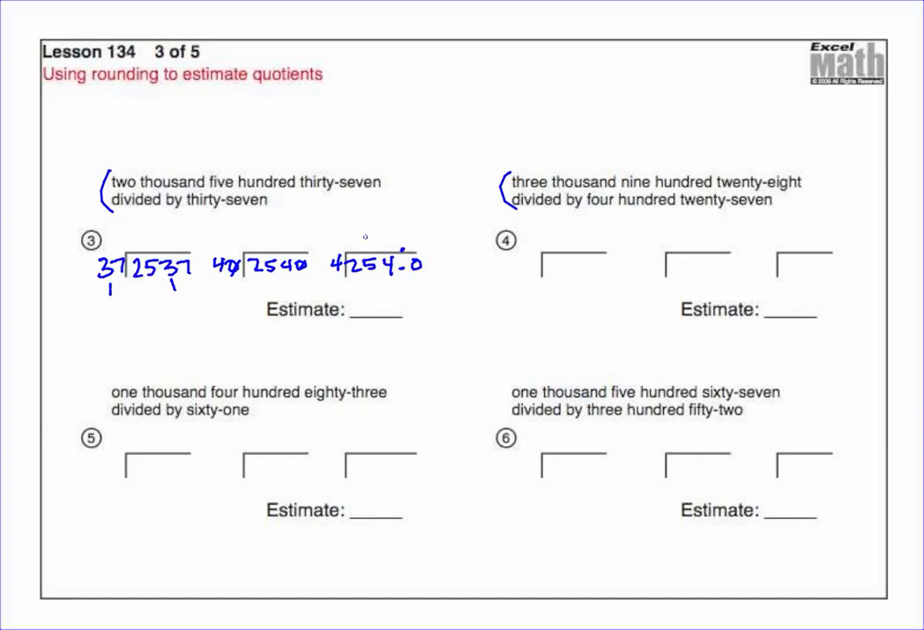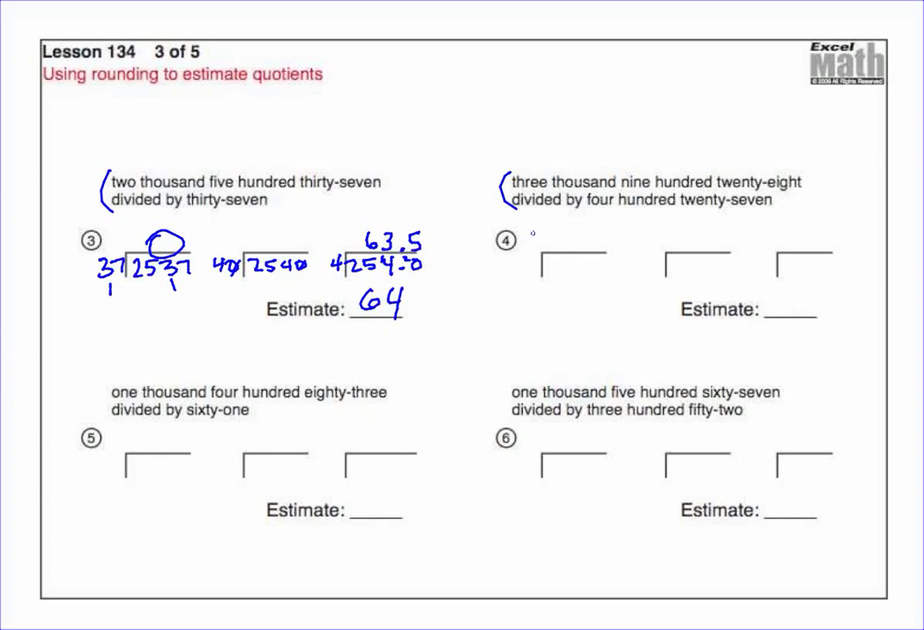4 goes into 25 6 times. Remainder 1. 4 goes into 14 3 times. That's 12. Remainder 2. 4 goes into 20 5 times. Now, since that's 0.5, we're going to round the 63 up to 64. So my estimate for 37 into 2,537 is 64. The answer to this actual problem should be about 64.